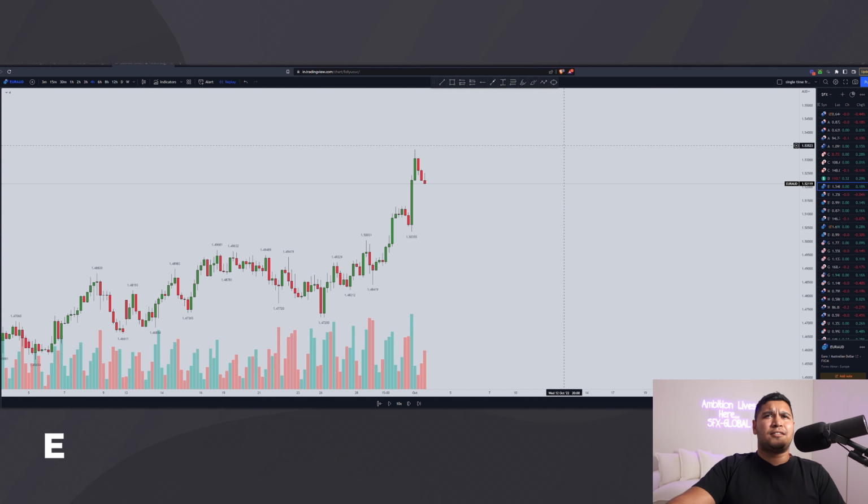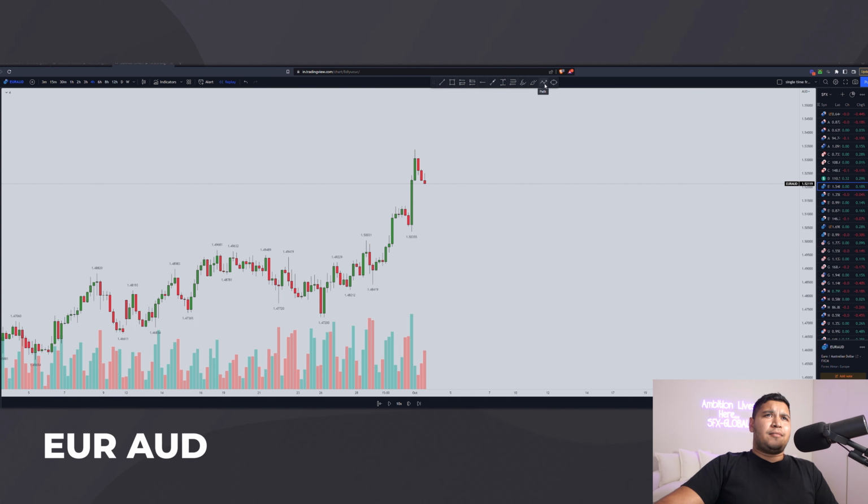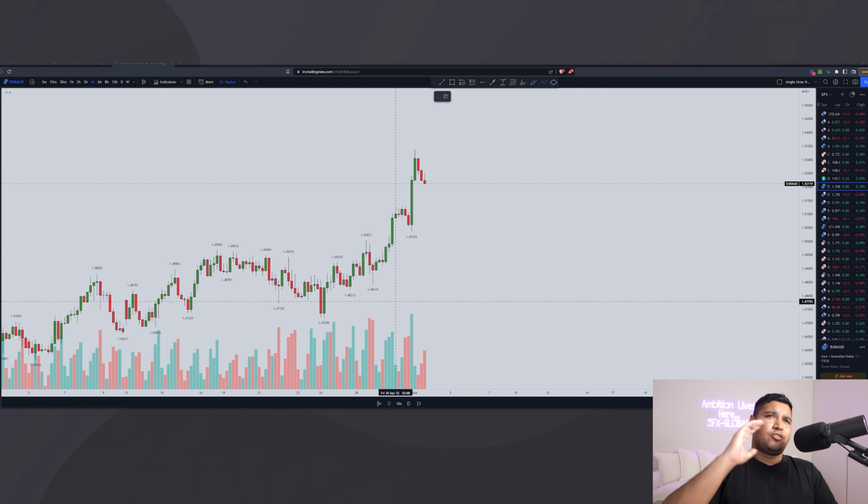So our next example here is on Euro AUD. As you guys can see, the first thing we want to do is break down the market structure on the 4-hour. Looking at this, you can see this has been making higher highs and higher lows. And here we have a new higher high. I want to see a higher low retesting this level of resistance, targeting the previous high here.